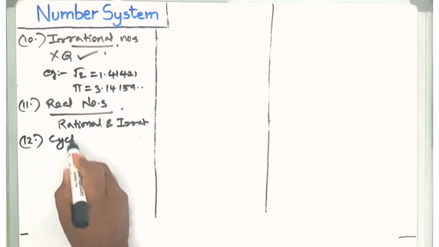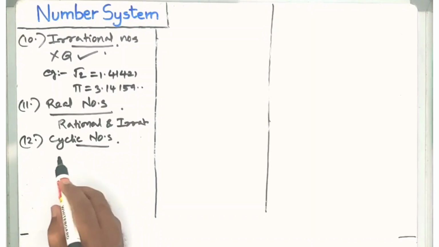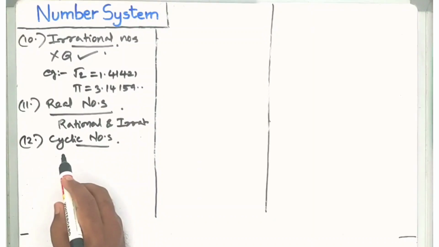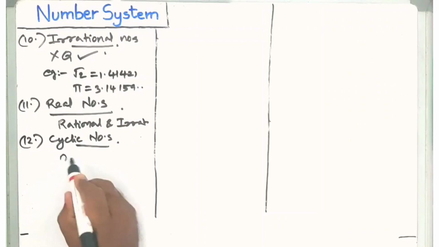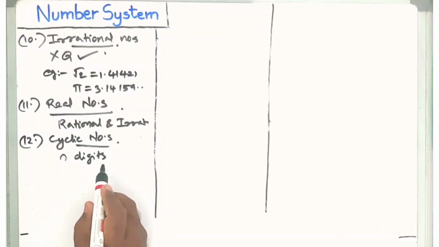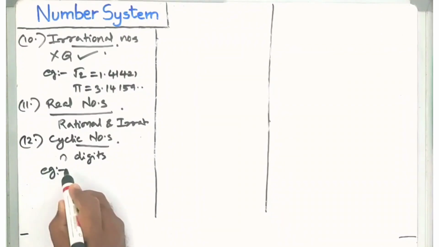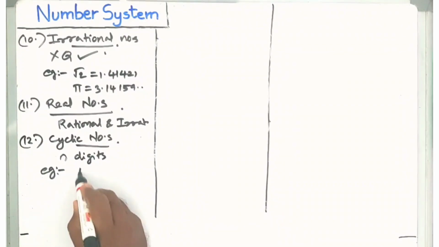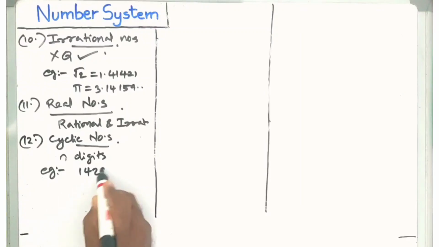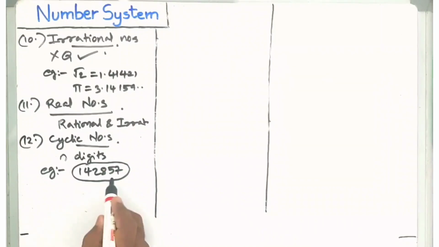Next one is cyclic numbers. Cyclic numbers are those numbers of n digits, which when multiplied by any other number up to n give the same digits in a different order, and they are in the same line. For example, we have the number 142857. This is our number, and it's a 6-digit number.